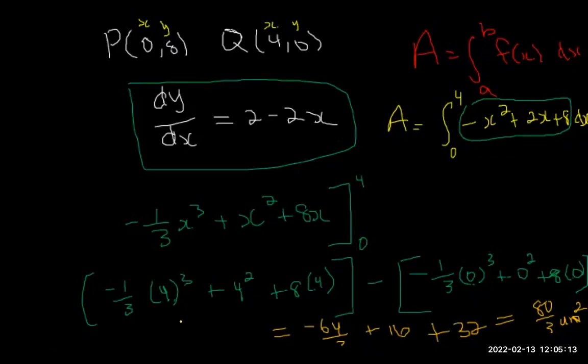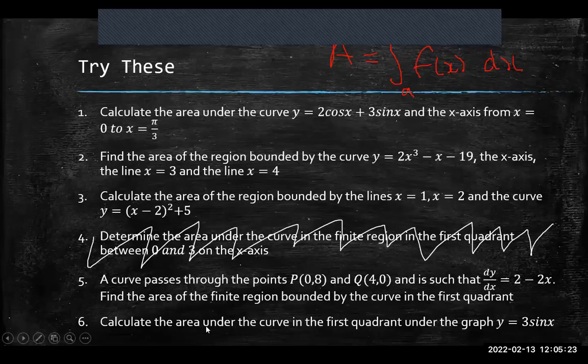Okay, so I'm clearing this, okay? 3, 2, 1. Okay. Let me just do the last one with you. You're required to calculate the area under the curve in the first quadrant under the graph y is equal to 3 sine x.